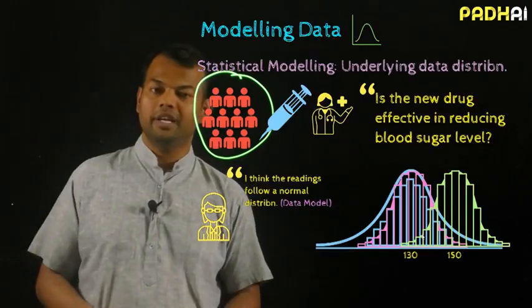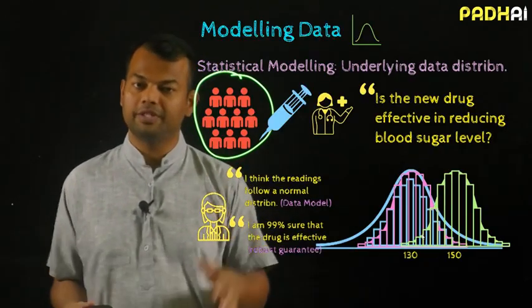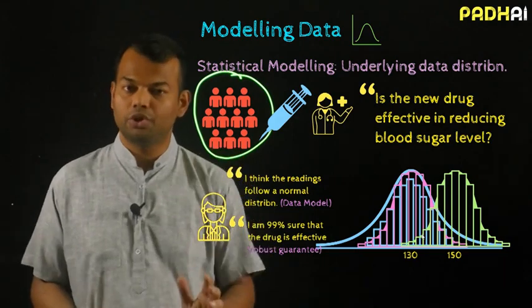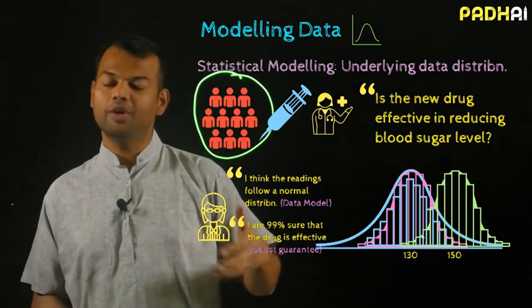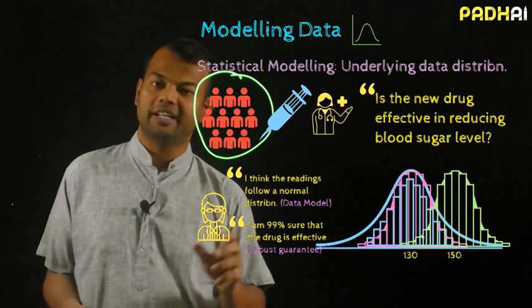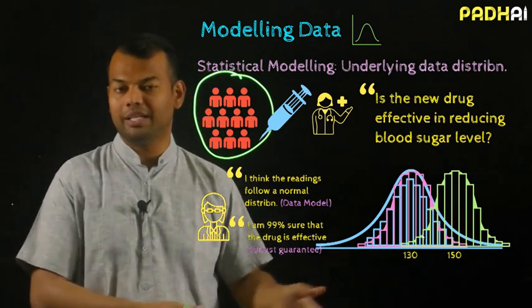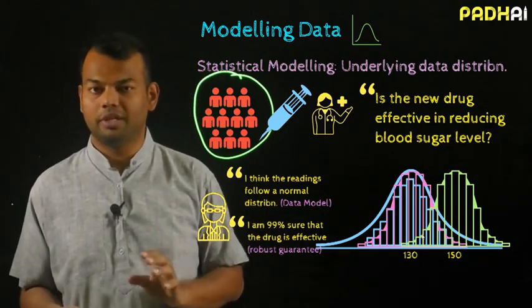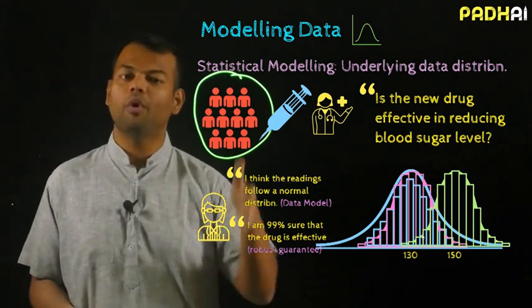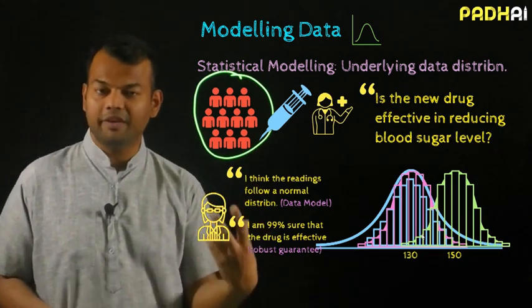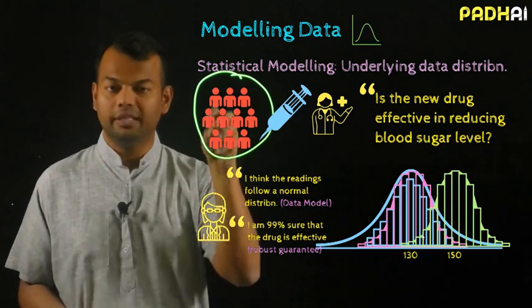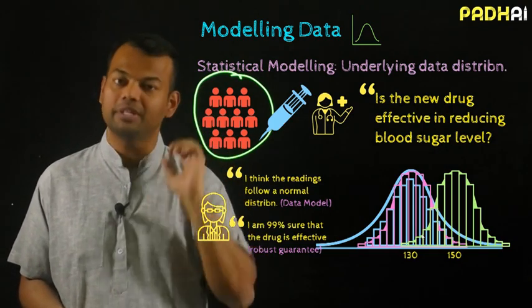So now the data scientist should be able to make robust statements of the form that I am 99% sure that the drug is effective. And here I don't mean to use the phrase 99% in the way we use it in our everyday life, right? I am 99% sure that this is what is going to happen. No, here I want a statistical guarantee. That means I have to quantify something and tell you that this is going to happen with 99% guarantee, right?